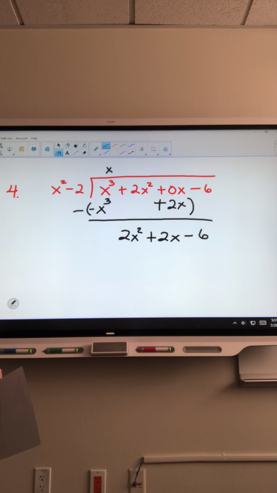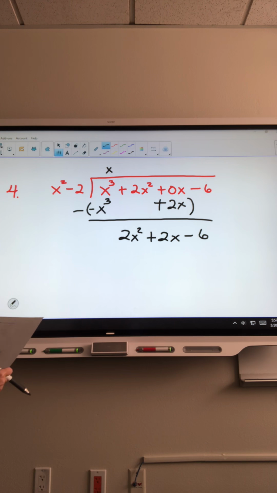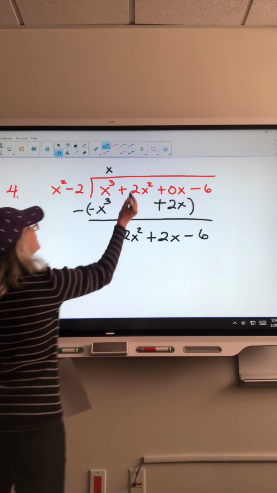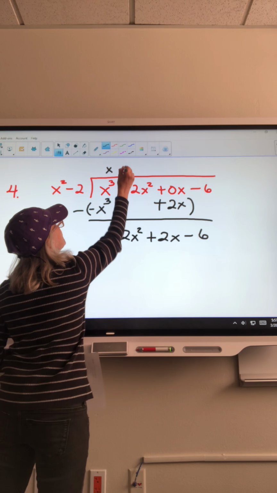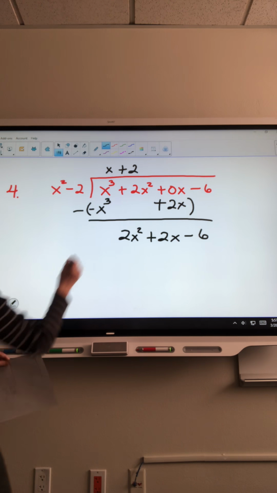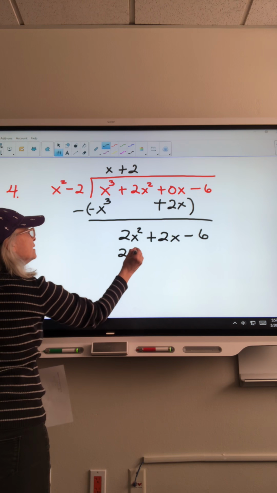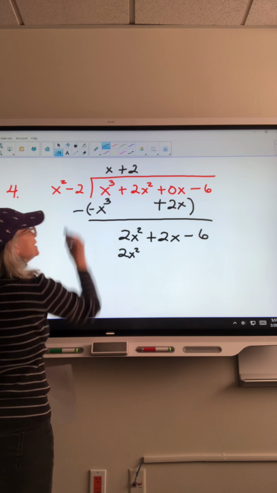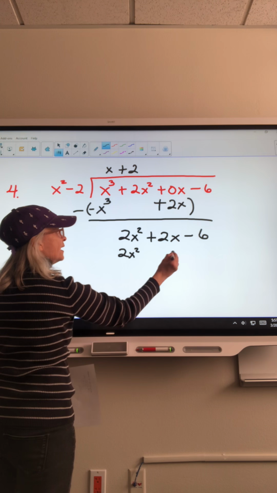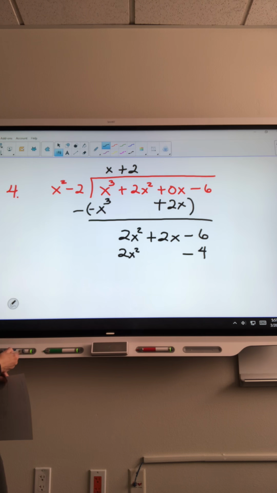Okay, so then we're going to divide again. What would I need to multiply x squared by in order to get 2x squared? Well, I would need to multiply it by a 2. So I'm going to put a plus 2 up there because it's a positive 2. So 2 times x squared is 2x squared. 2 times the negative 2 is a negative 4. I don't have anything here, so I'm going to put the negative 4 there.